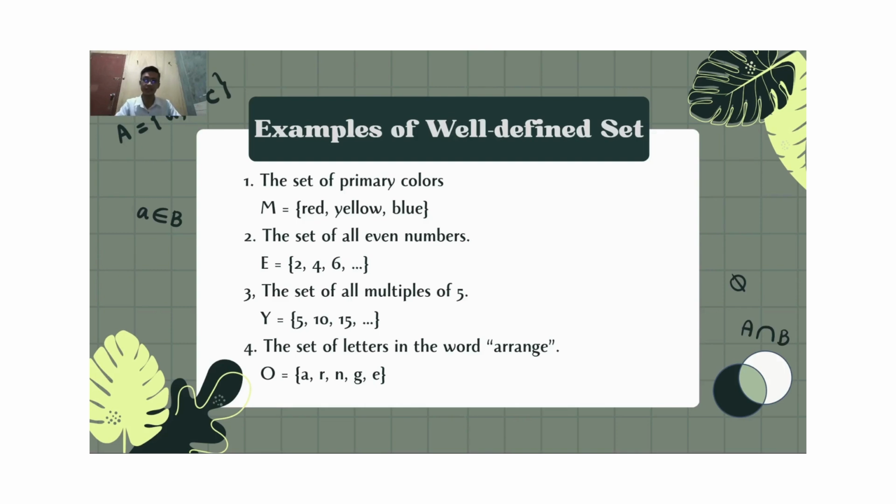Secondly, we have the set of all even numbers. We have set E, which includes 2, 4, 6. We know the even numbers, 2, 4, 6, and we can see the ellipsis.